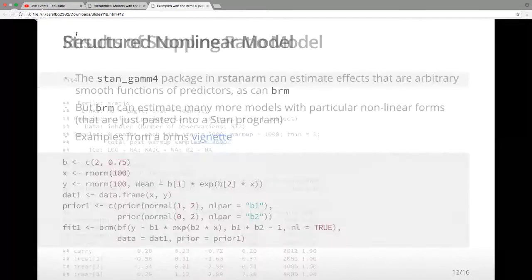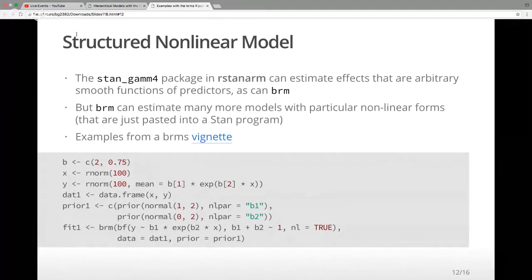All right, so we got that. We talked before, maybe a bit briefly, that stan_gam4 and the rstanarm package can estimate the effects of predictors that are arbitrary smooth functions of those predictors, and those are fairly easy to estimate. You get full uncertainty, and it works way better than the machine learning version that uses the same syntax. But you can do all those things using brms as well.